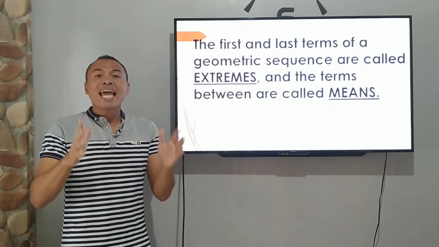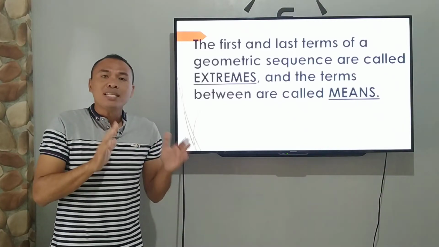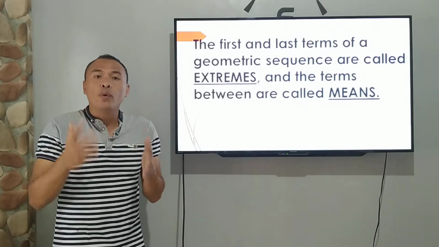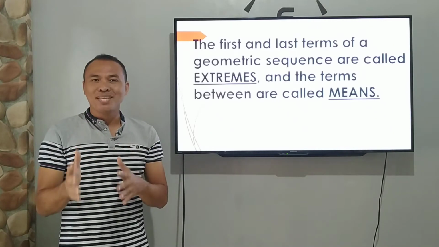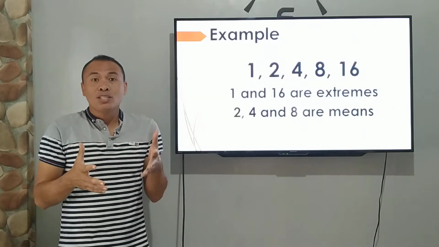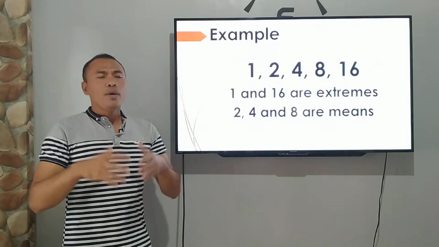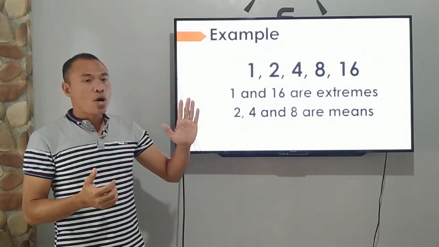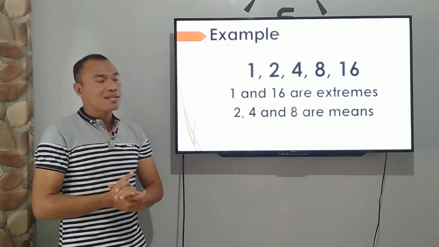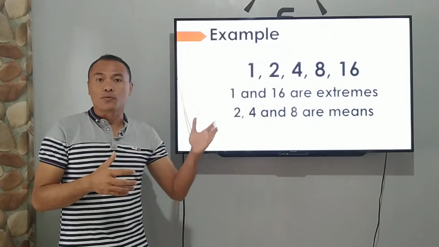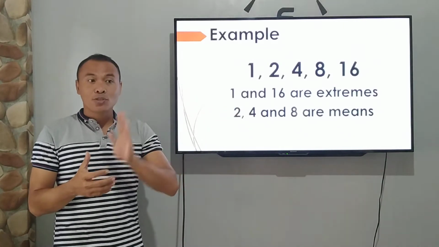So the first and last terms of a geometric sequence are called extremes, and the terms between are called means. So that's very easy to recall. Let's have an example on this matter. We have 1, 2, 4, 8, and 16, right? So we have 1 and 16 as the extremes. That is called the first and the last terms.